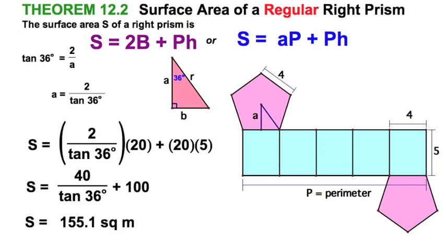Now, you notice I've left the units off. Put your units on, because you know we're working with area. So all of these are going to be square units, and you were given meters: 155 and 1/10 square meters. That's how it's done.